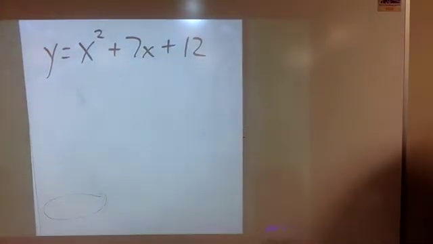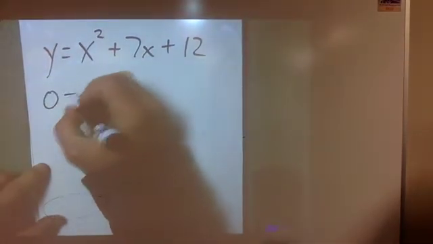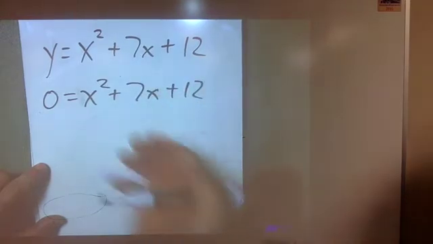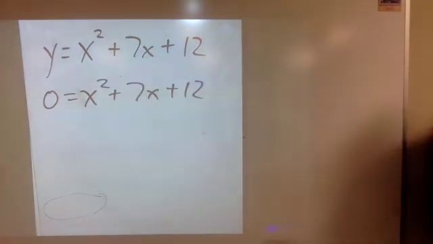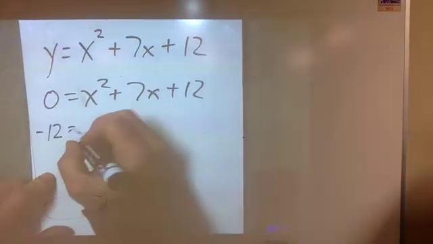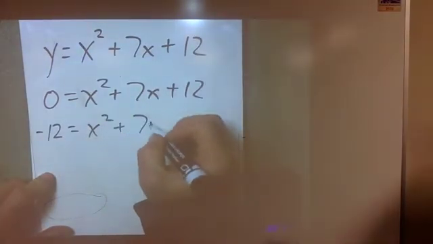Well, you substitute in a 0 for y, so we start off the same. But this is where it changes. If you try and get x by itself here the same way we did last time, the first thing you're going to do is subtract 12 to the other side. You're going to get negative 12 is equal to x squared plus 7x.